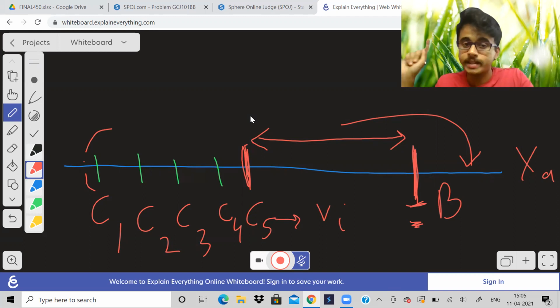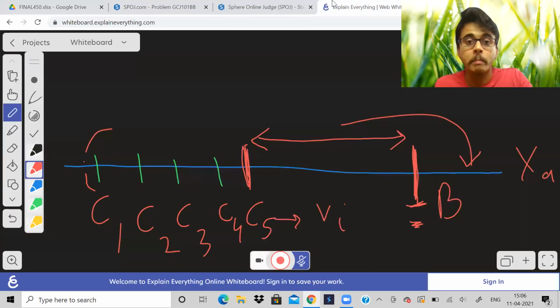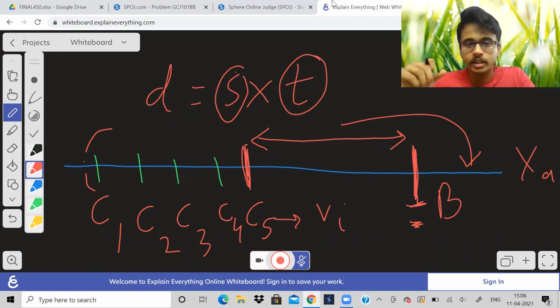Speed into time is equal to distance. We know the speed of each and every chick. We know how much time it is given. The input is given time. See, time input is given, right? So the maximum distance a chick can go is equal to time into speed of the chick. So basic distance formula, distance is equal to what? Speed into time, right? This time is input and speed is the speed of each and every chick.